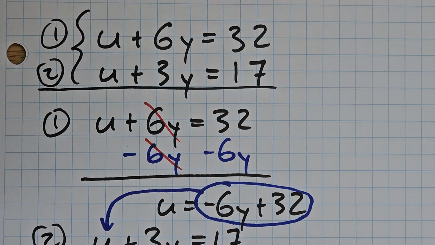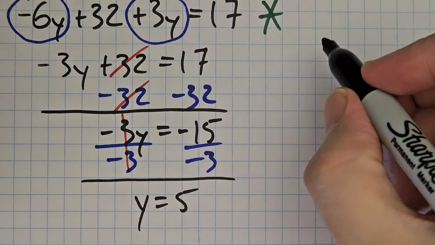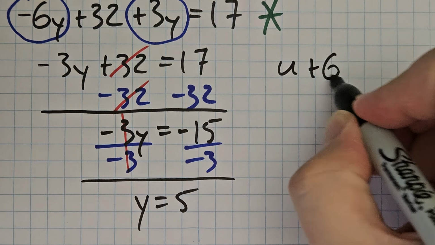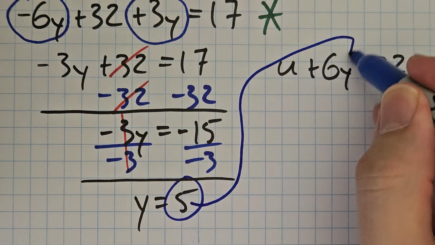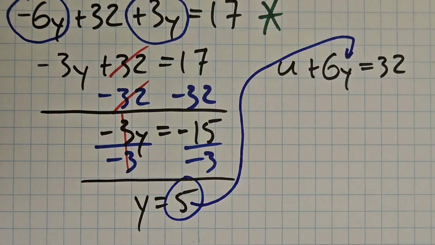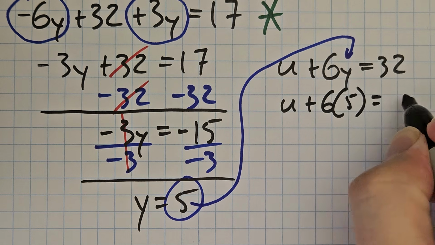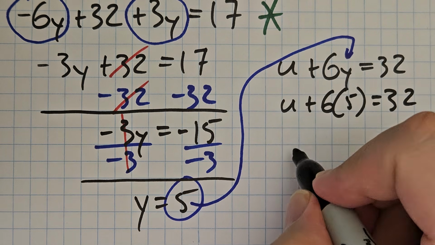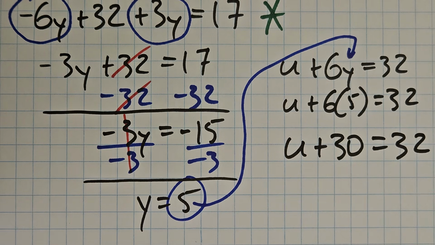Bring back one of my original equations, it does not matter which one. I'll pick number 1 again, so I'm just going to write that down here next to here just so that they'll be next to each other. So that was u plus 6y equals 32. Now that I know y is 5, I can substitute 5 in place of y in that equation. And so that gives me u plus 6 times 5 equals 32. I probably should have written that bit bigger there. So u plus 30 equals 32.